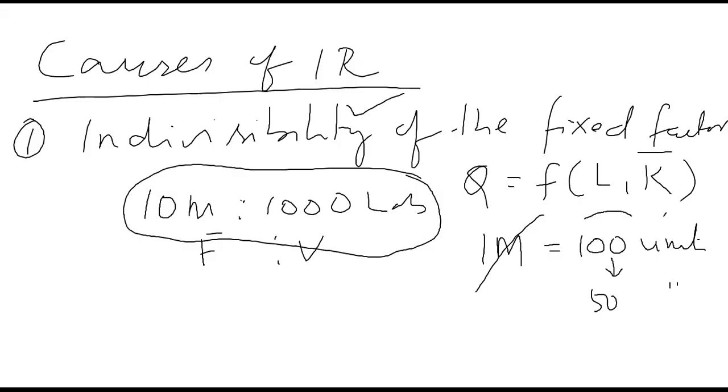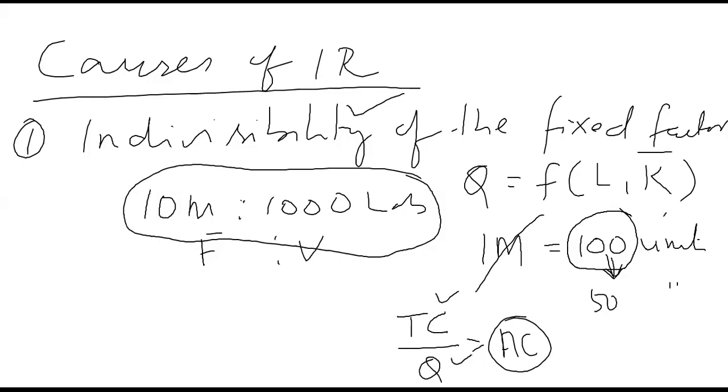Because suppose it has a capacity to turn 100 units of output, and you are operating the unit below its capacity, your per unit cost will increase. We'll do it in the next topic, cost of production: your average cost, or per unit cost, is your total cost divided by output. You cannot divide the machine according to your output. This is the meaning of indivisibility of the fixed factor. But you can do that with your variable factor.